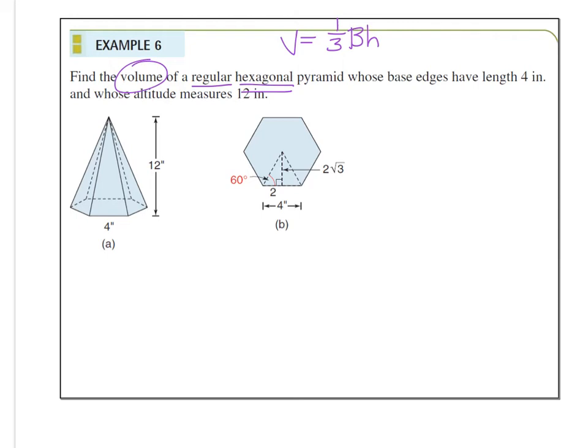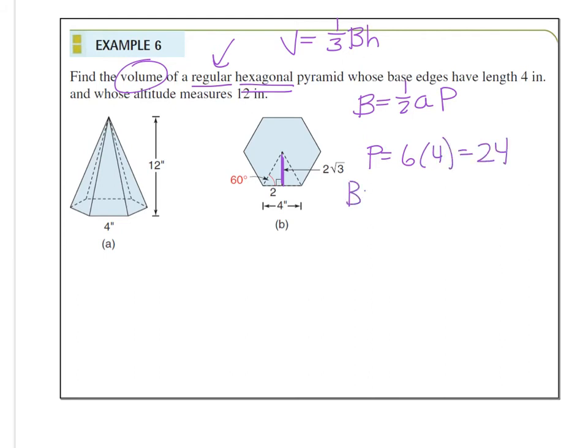So if I have base edges of length 4 and an altitude of 12, how can I do this? Well, first we have to find the area of my base. Luckily, we know how to do that because this is a hexagon and it's regular, so that's where that word becomes important. So my base is going to be 1/2 the apothem times the perimeter. And lucky for us, they've told us what our apothem is: 2 root 3. And for my perimeter, I have 6 sides, and they're all 4 inches, so that's 24.